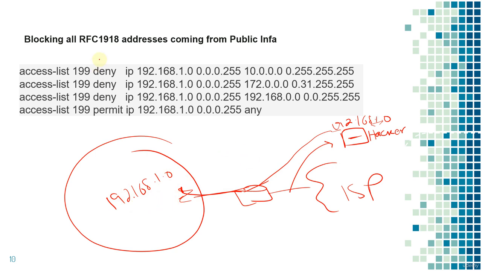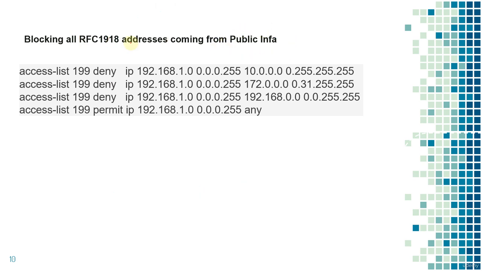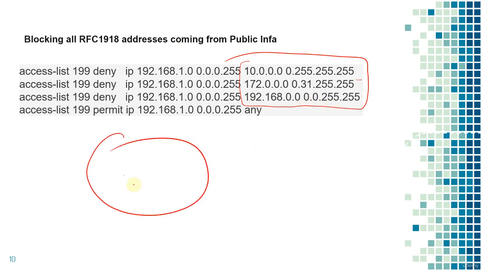So for that, we want to block all RFC1918 addresses coming from the public infrastructure. As you can see, we are going to block all RFC1918 addresses: 10.0.0.0 all the way to 10.255.255.255, then 172.16.0.0 to 172.31.255.255, then class C, 192.168.0.0 to 192.168.255.255.